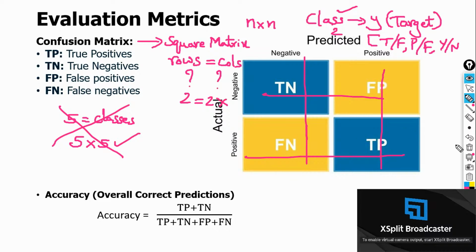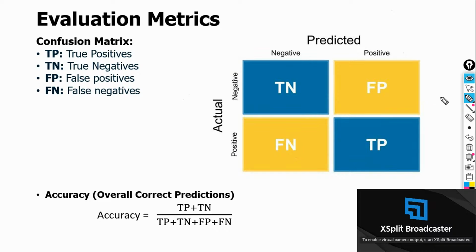Right. Now let us talk about the terminology. What is TN? TN is true negatives, TP is true positives. Actually, are you joking? No, friend. I'm not joking.